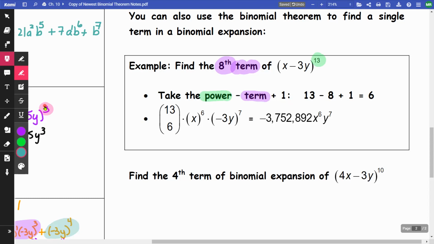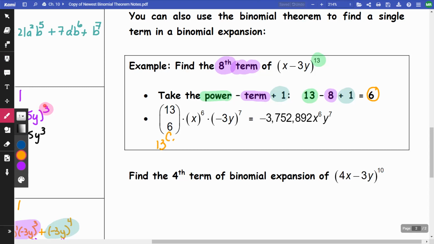Just like when we are doing our series, and maybe we aren't adding from the first one, maybe we're adding from the 5th one or something like that, we subtract and add 1. So we took the power 13, the term we want, which is 8, and we subtract it, and we always add 1. And when I do that, I get a 6. Now that 6 is the choose that we're doing. So I wrote it in this form, but this is going to be 13 choose 6.